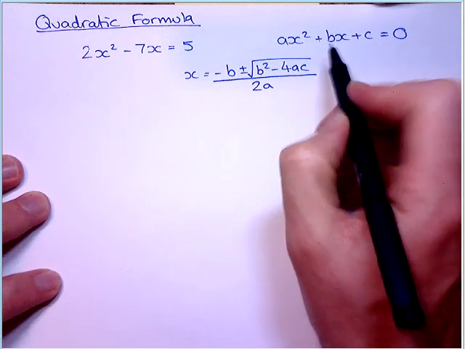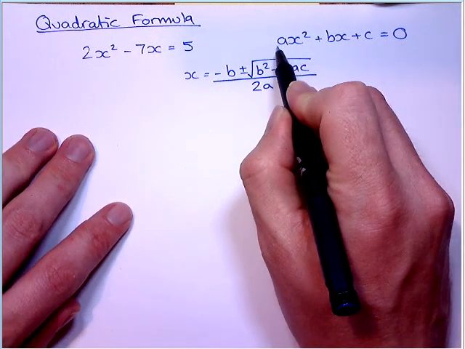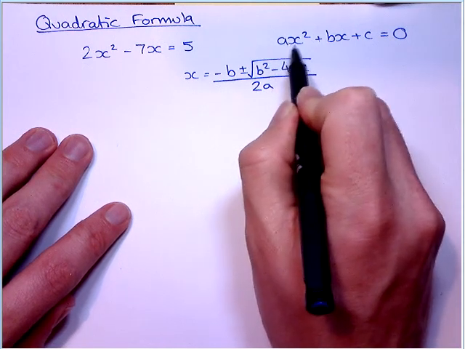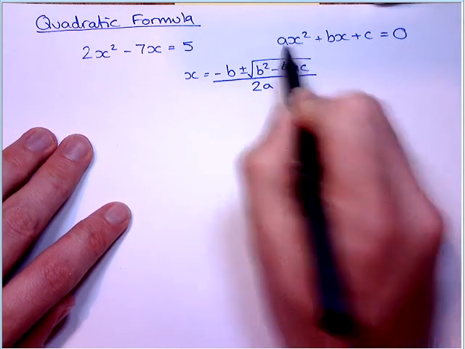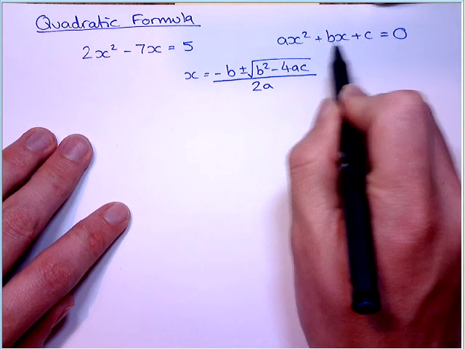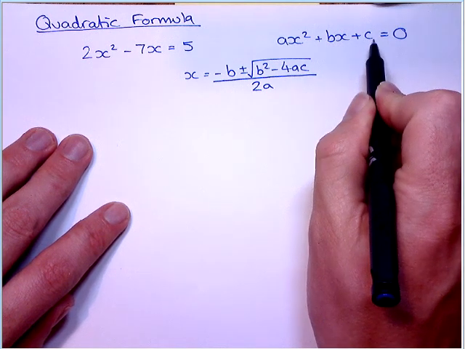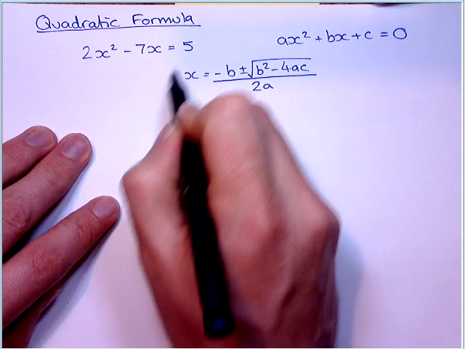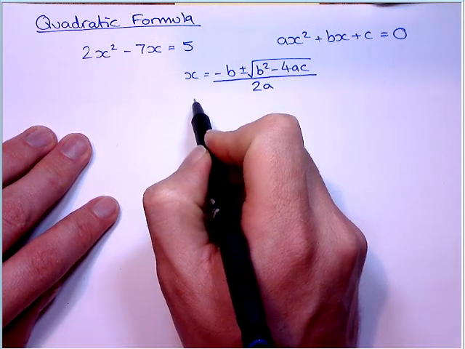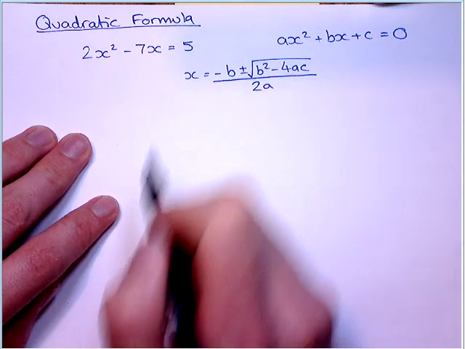Now, a quadratic equation is normally written in this form, where we have a coefficient of x squared, we call that a, we have a coefficient of b, and we have a constant term called c. And this is the formula. It's very handy to memorize it, but you are given it on page 2 if you need it.